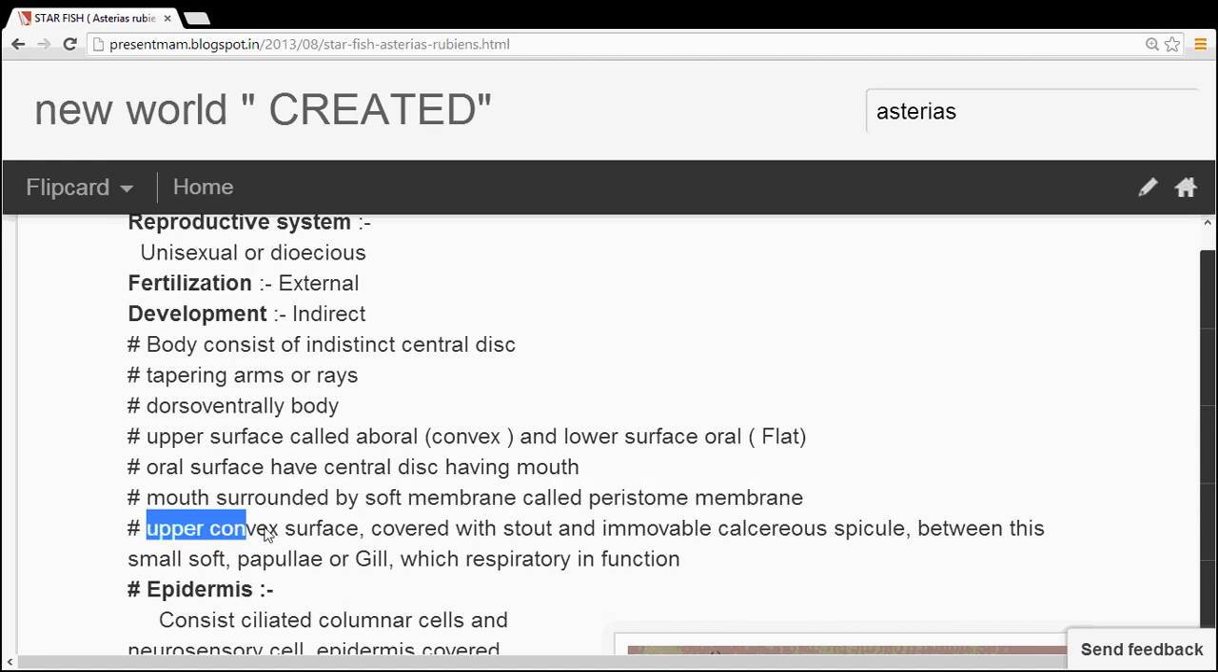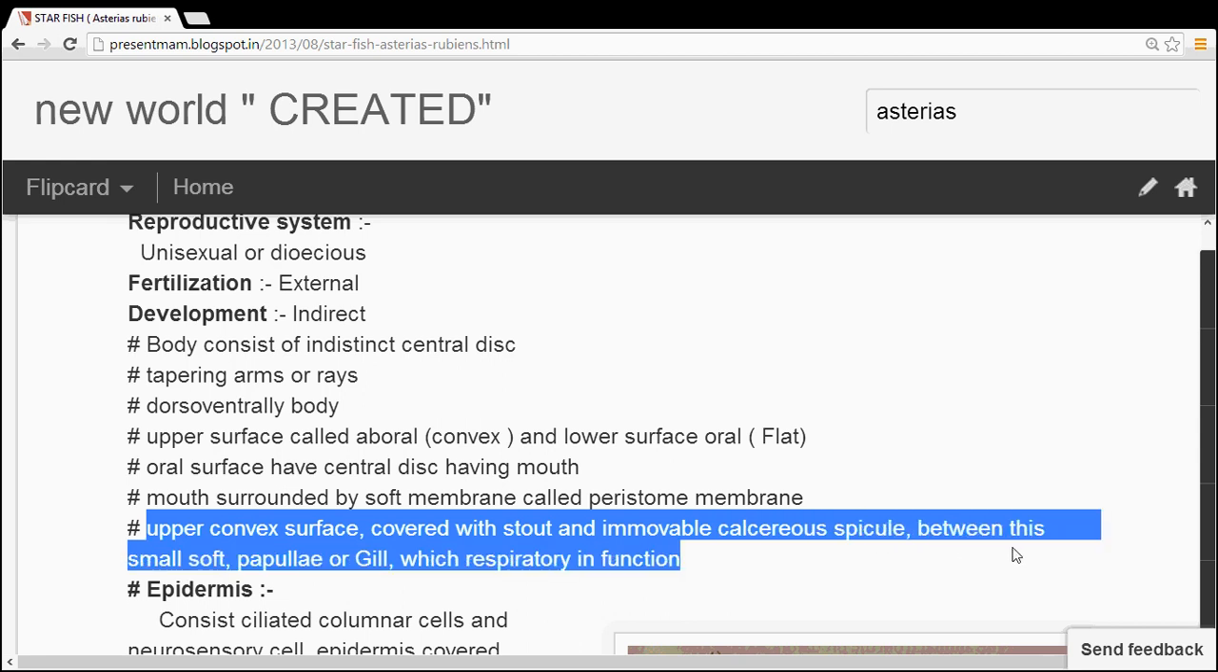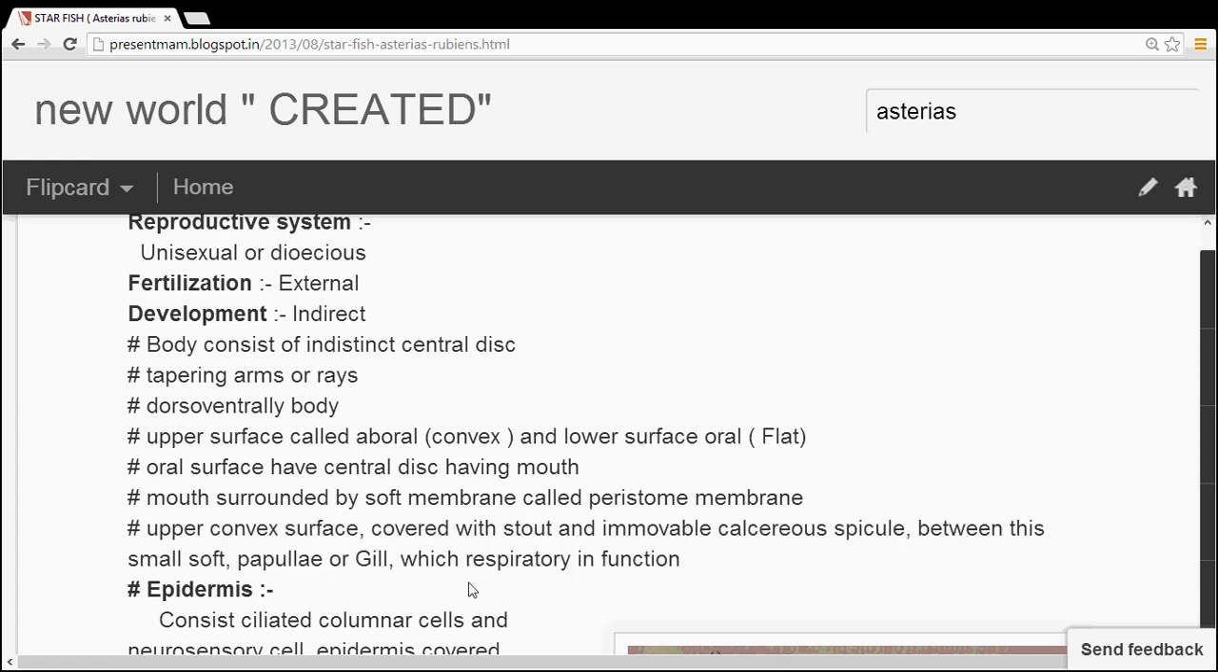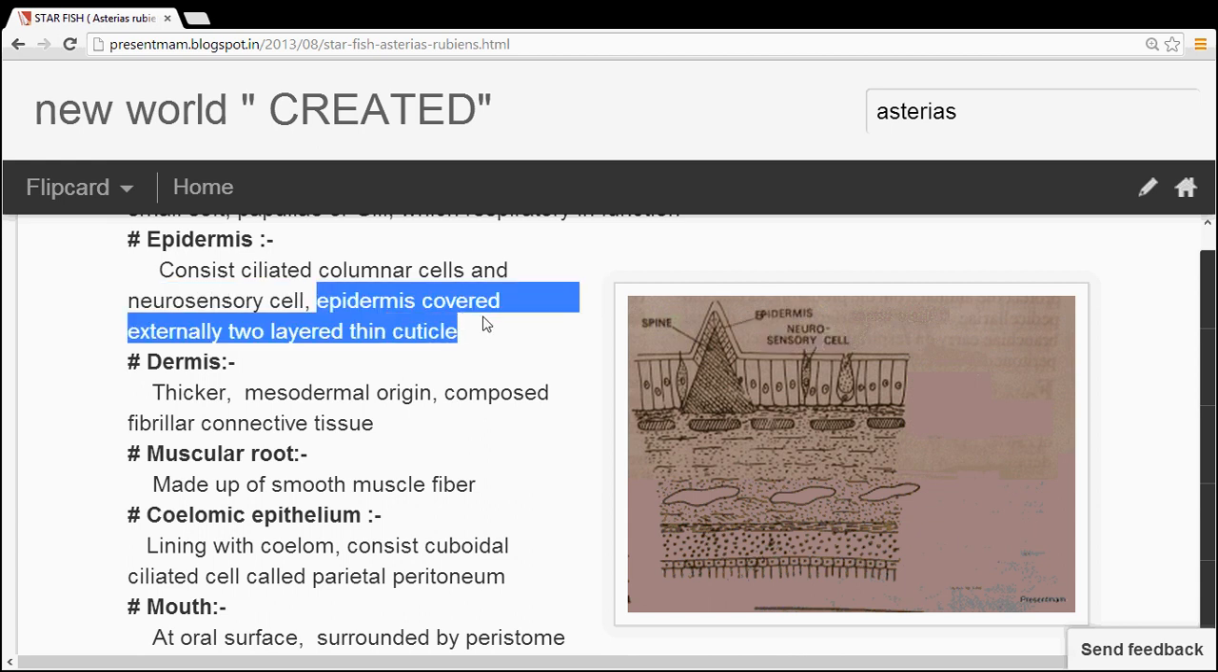Their upper convex surface is covered with stout, immovable calcareous spicules. Between these, small soft papulae or gills are present, which function in respiration. Now about their body wall, the skin layers. The first is the epidermis, which consists of ciliated columnar cells and neurosensory cells. The epidermis is covered externally by a thin two-layered cuticle.